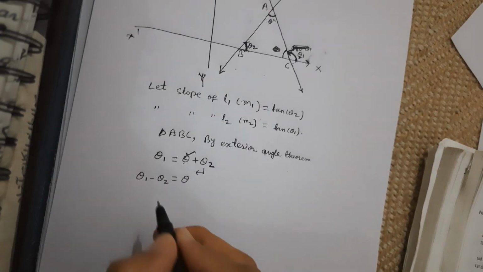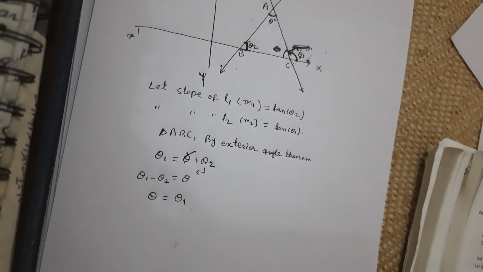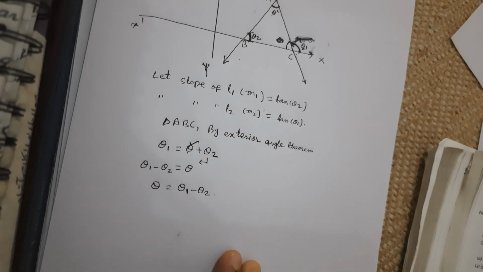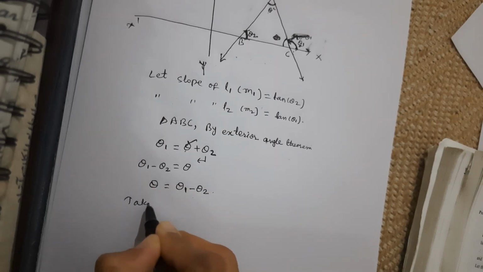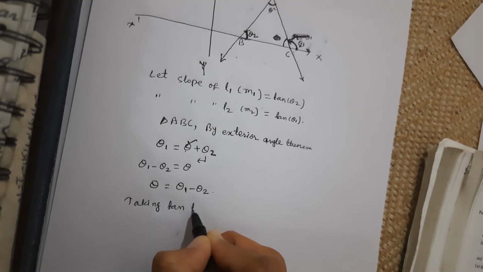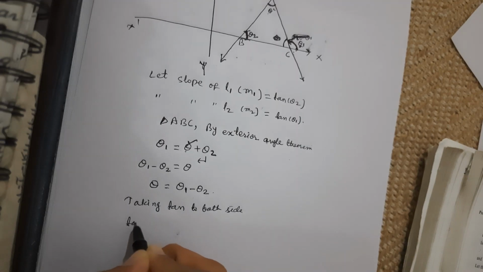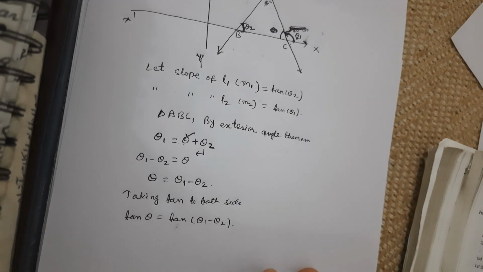So theta will equal theta 1 minus theta 2. Now I am taking the tangent ratio, tan, to both sides. It becomes tan theta equal to tan of theta 1 minus theta 2. Everything clear up to here?